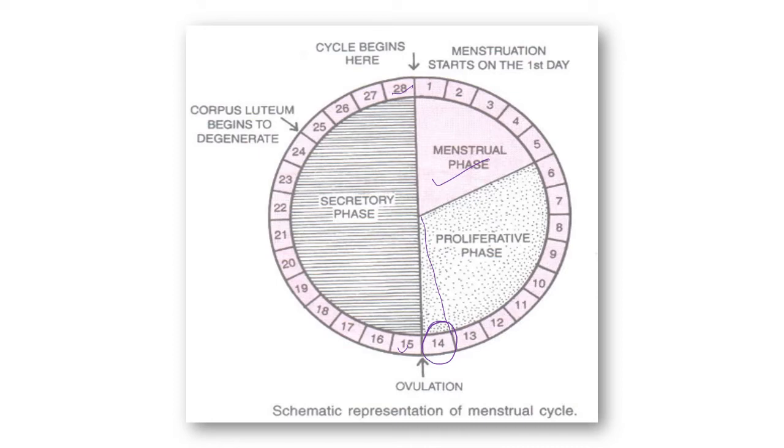And 15 to 28 days is the secretory phase or luteal phase. Here it depends on fertilization. If fertilization takes place, the ruptured Graafian follicles are converted into yellow colored bodies called the corpus luteum, and it helps in the production of progesterone to maintain the pregnancy. If fertilization does not take place, then the ruptured Graafian follicles are converted into the corpus albicans.